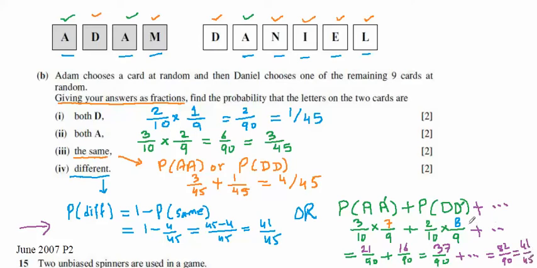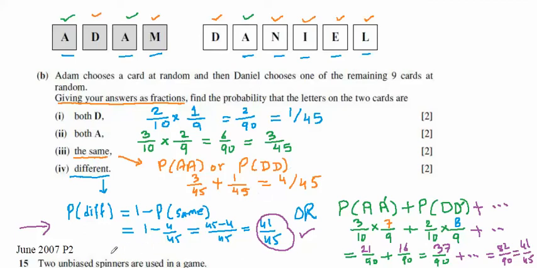So it's not good to do it this way in the exam, because the time is always limited there. So this way is better. The probability of two different means 1 minus the probability of both same. So this way is better. Okay.